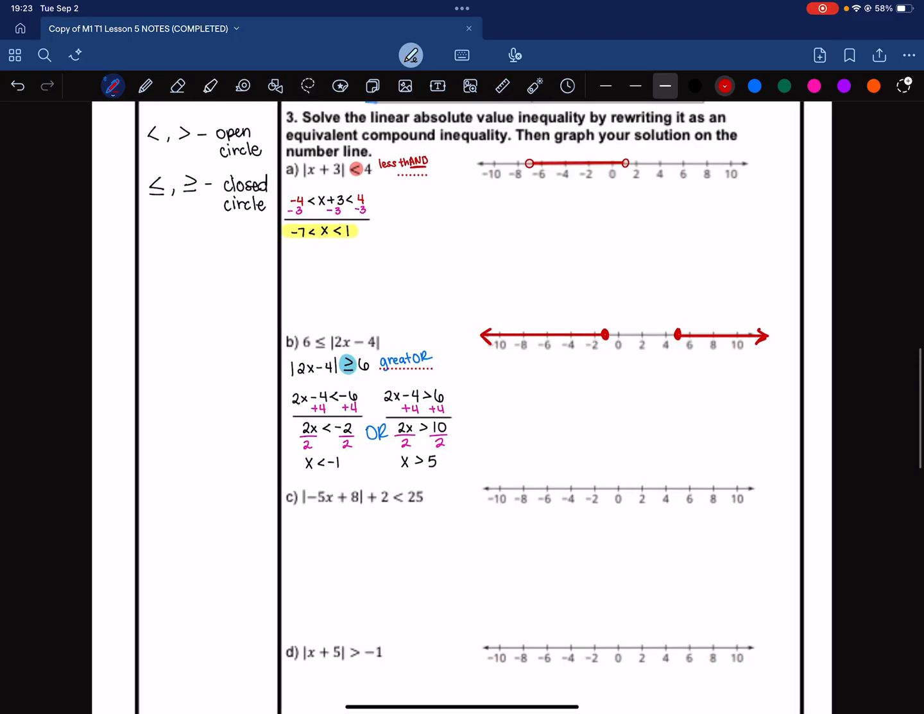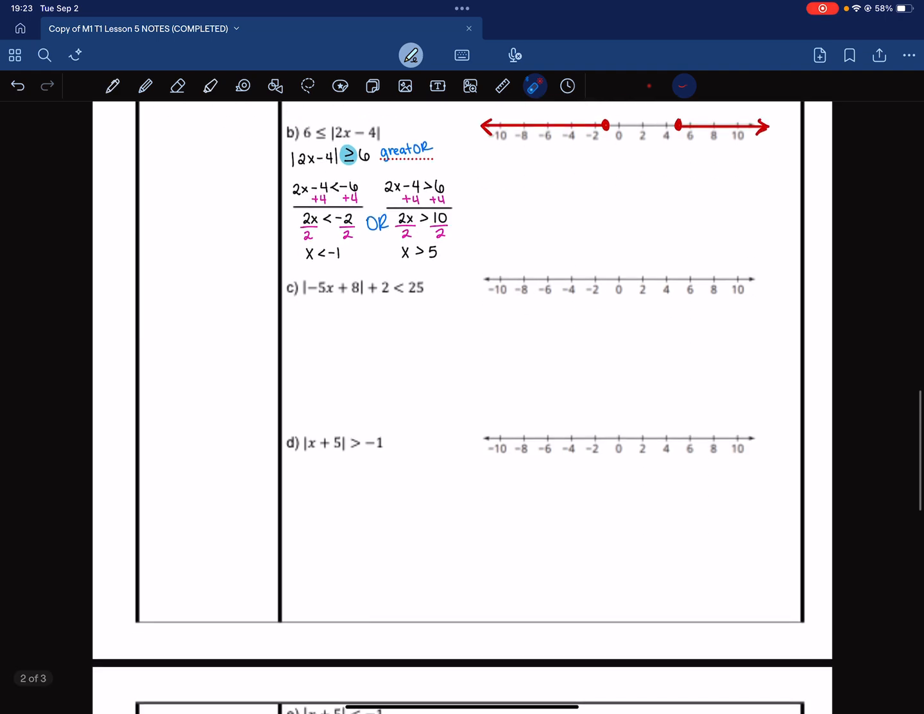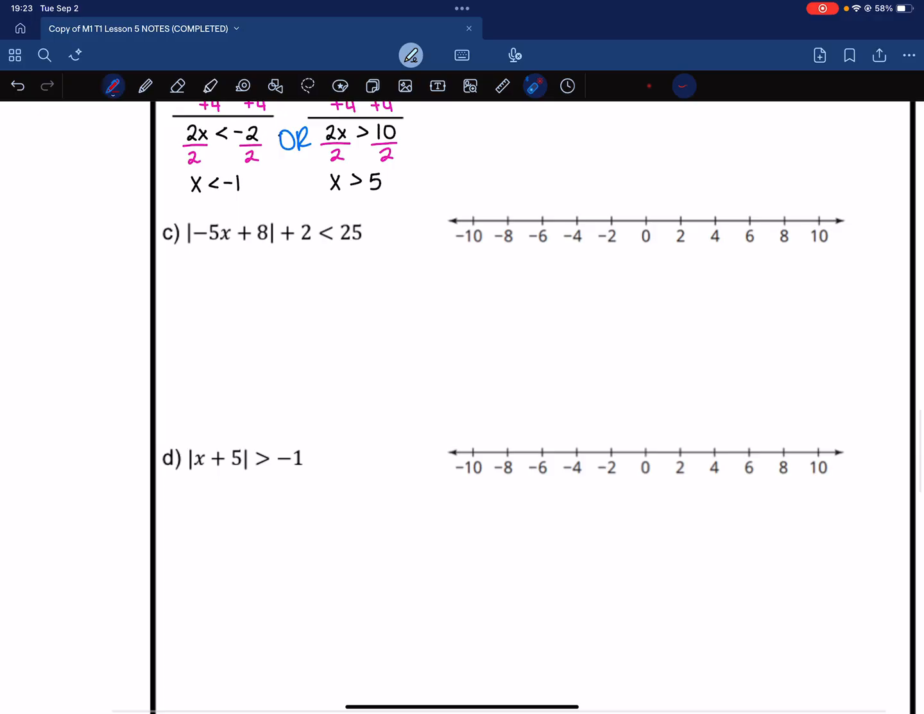So typically, again, there are exceptions to all of this. Typically, when you solve these types of equations, you're either going to shade in the middle area or you're going to shade on the two outside parts. Okay, there are always exceptions, but for the most part, that's what it's going to look like. Okay, so now let's look at the next one.